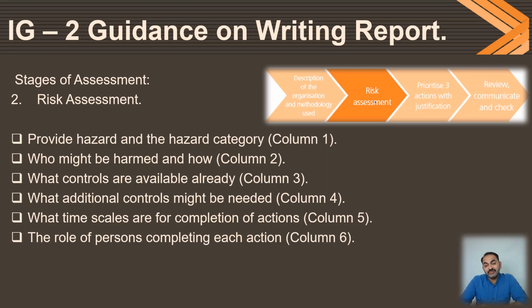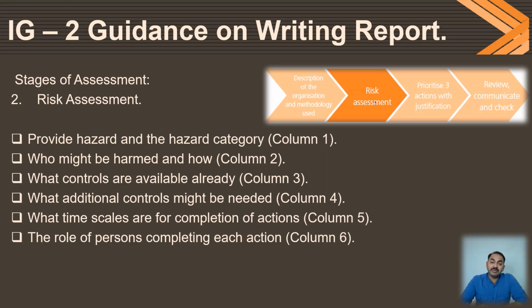Then in the fourth column, you are going to add some controls to reduce the risk levels. So you might go with more sophisticated controls. You have to prove that yes, the earlier available controls are not adequate, they are not enough, and further controls are required. So in the additional control column, you are going to define your controls.